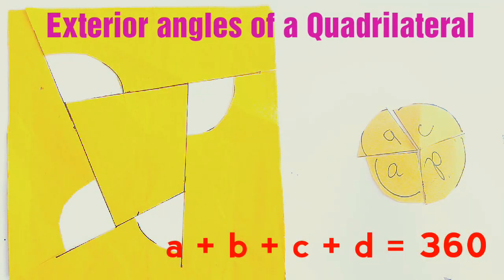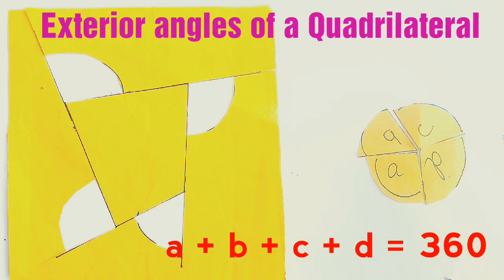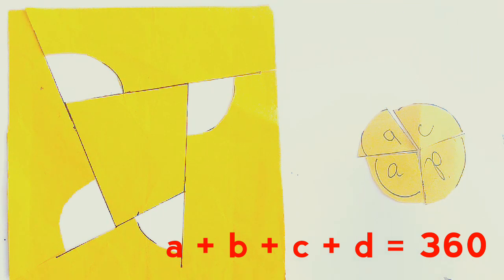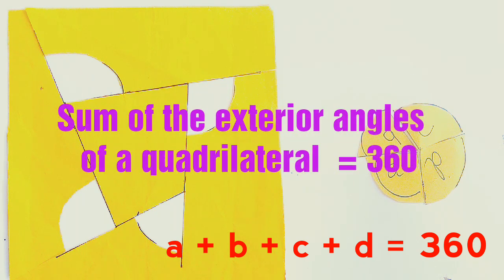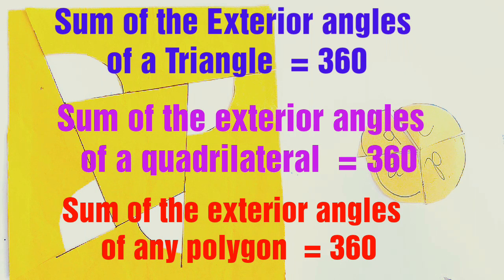Here you can see the sum of A, B, C, D is completing a circle. That means A + B + C + D is 360 degrees. Here you can see the sum of the exterior angles of a quadrilateral is 360 degrees. Here I have to say something important, that is, the sum of the exterior angles of any polygon is 360 degrees.